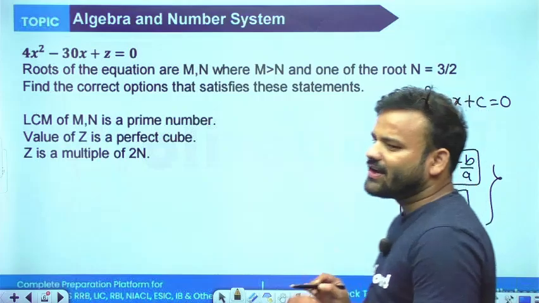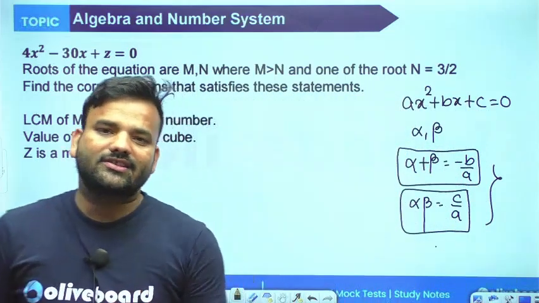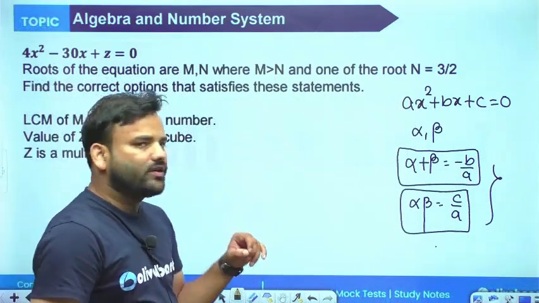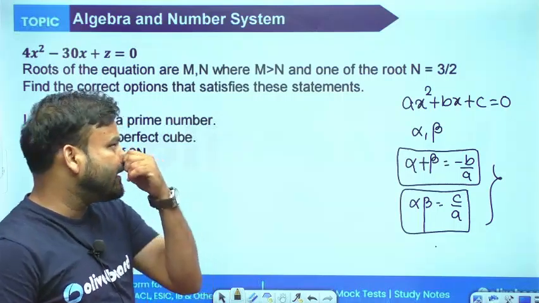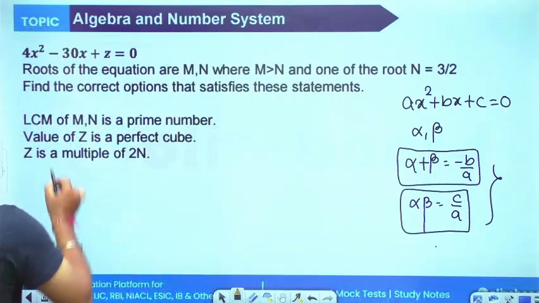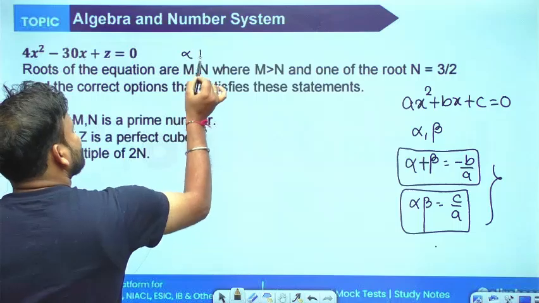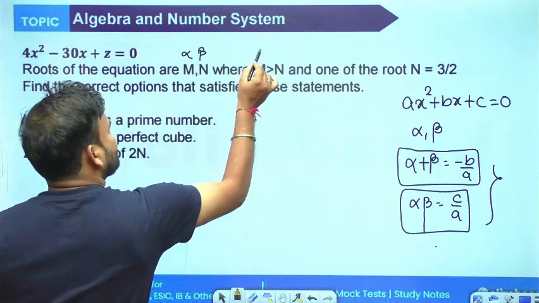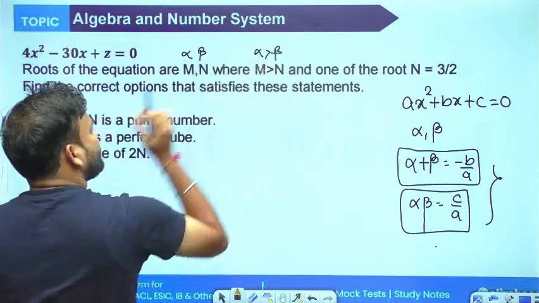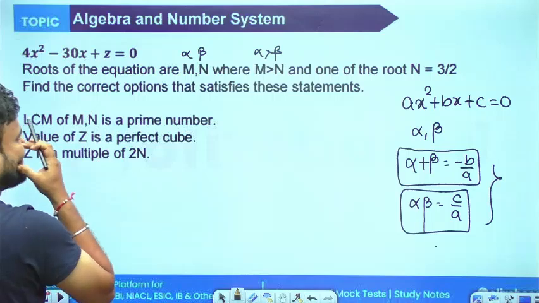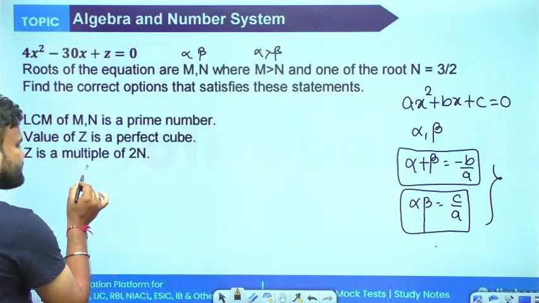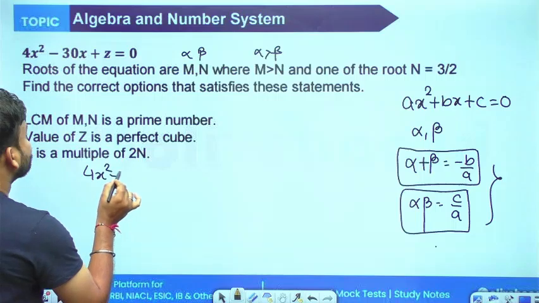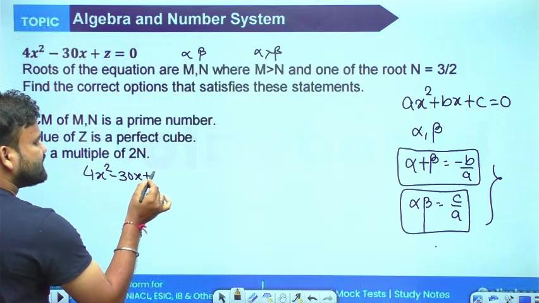If a quadratic expression is in the form of ax square plus bx plus c equals 0, in that particular case, the sum of roots will be minus b by a, and the product of roots will be c by a. Roots of this equation, you can consider this as alpha and this as beta, given that alpha is greater than beta. Roots of the equation are m and n, n is 3 by 2. So we have a quadratic expression 4x square minus 30x plus z equals 0.